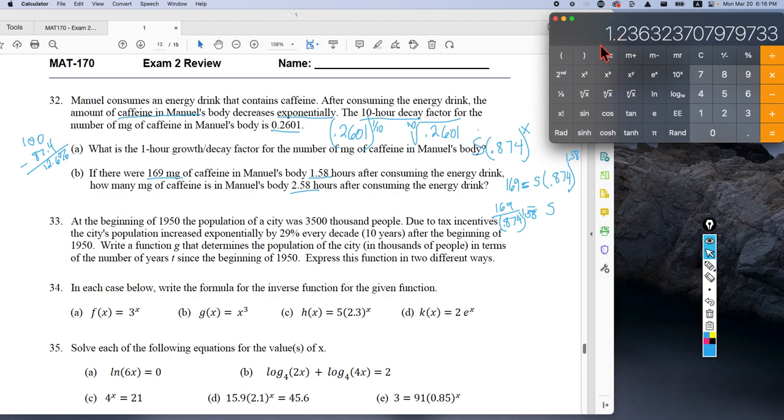What we're expecting is it to have more than 169. So let's try this again. Let's see if I can do this. 169 divided by 0.874 raised to the 1.58 equals that. There we go, 78.